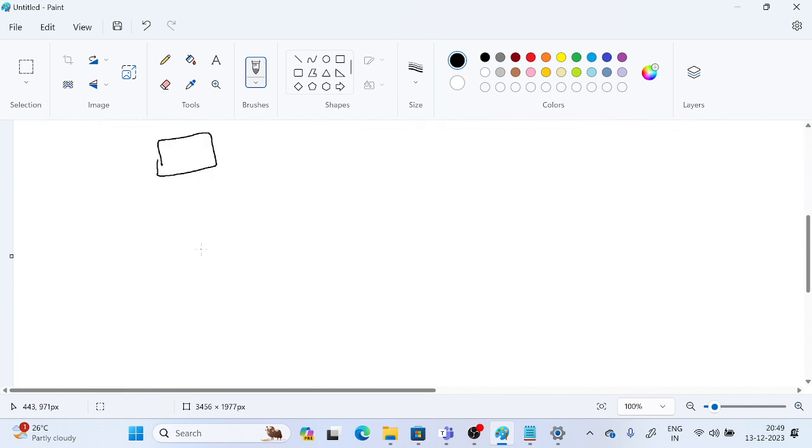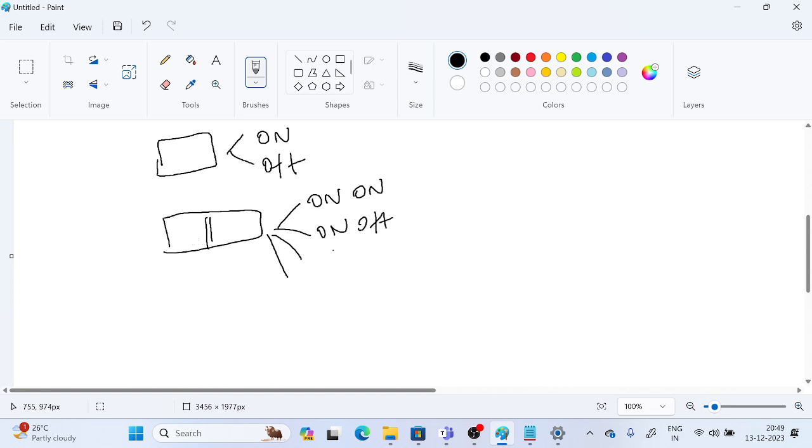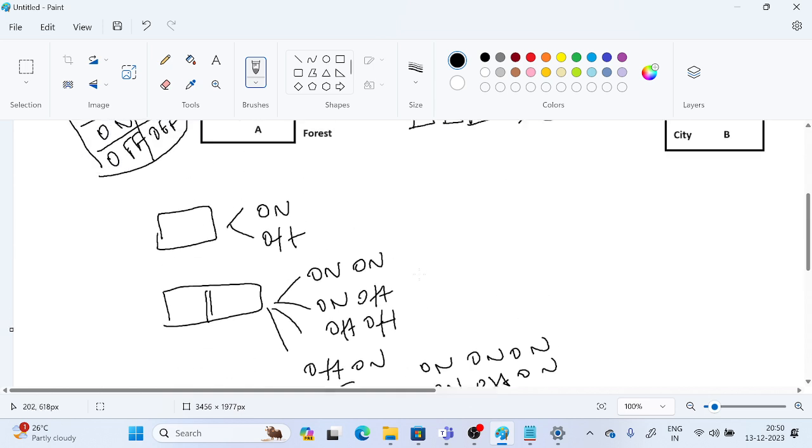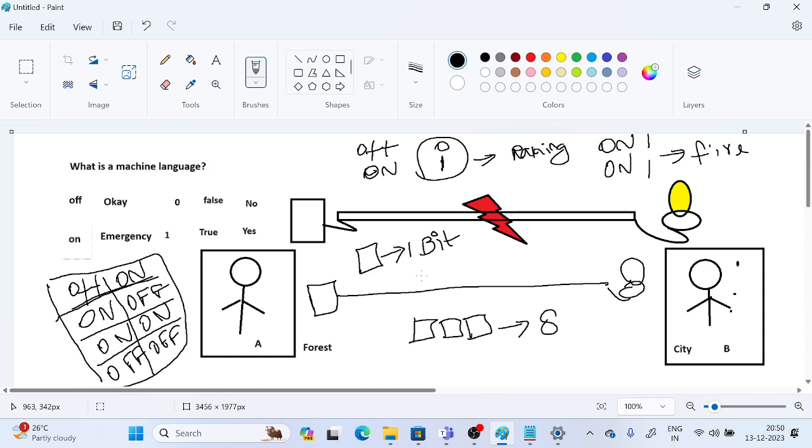So if it is 1 bit, I can either turn it on or turn it off. If it is 2 bits, I can perform 4 operations: on, on; on, off; off, off; and the last one is off, on. With 3 bits, I can perform 8 operations. I can pass 8 combinations of signals, like on, off, on. Something like this.